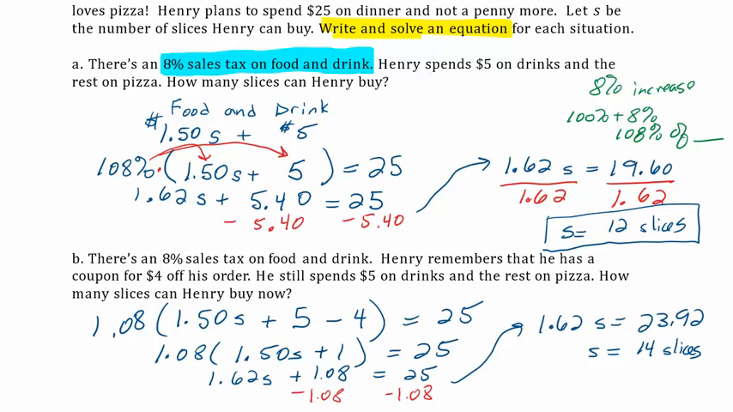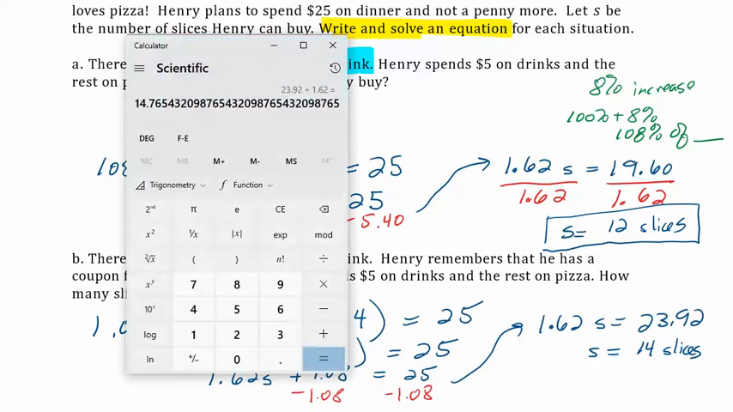All right, so you should get 14 slices. Now, when I did this division, I came up with 14.76, but again, I don't have enough to get 15 slices. I can't just round up. I only have enough to buy 14 slices.